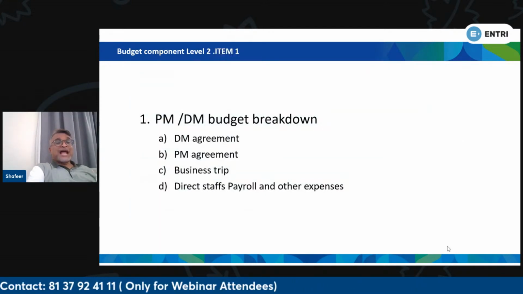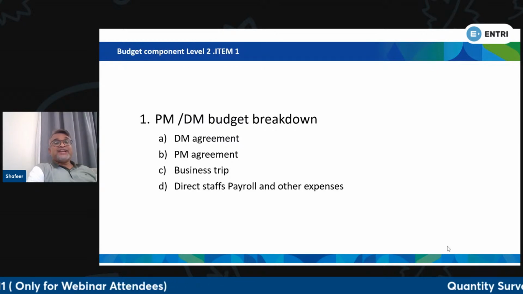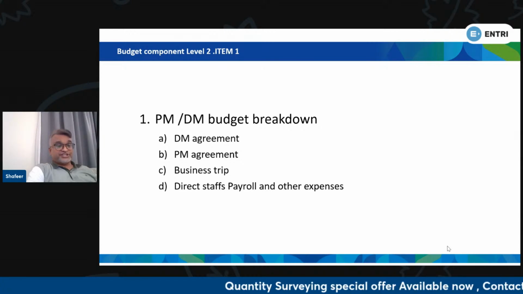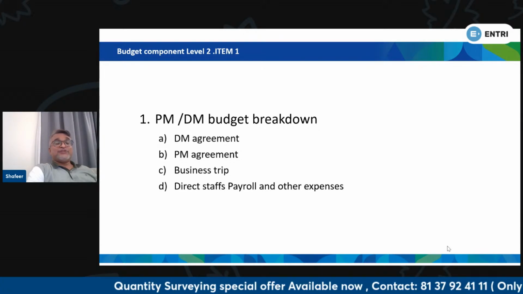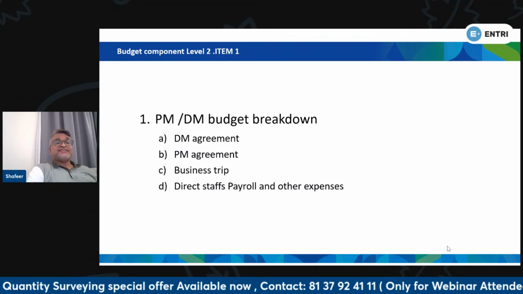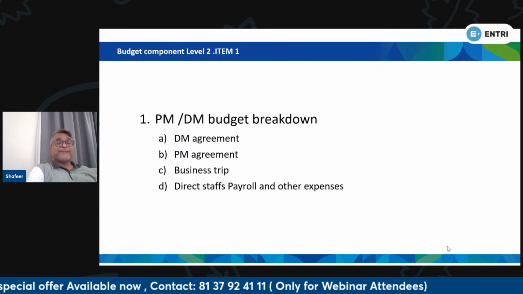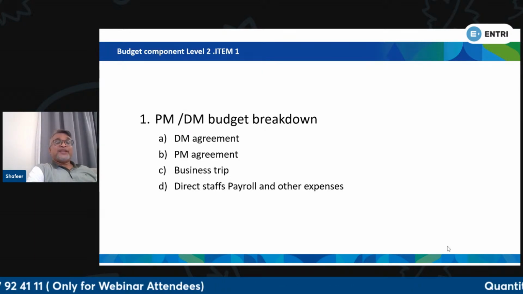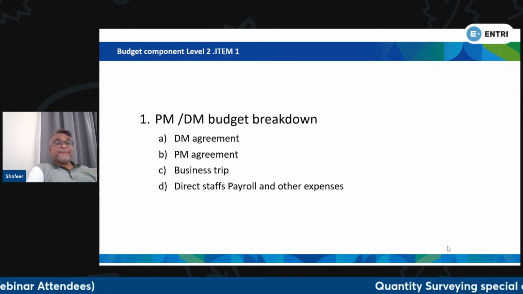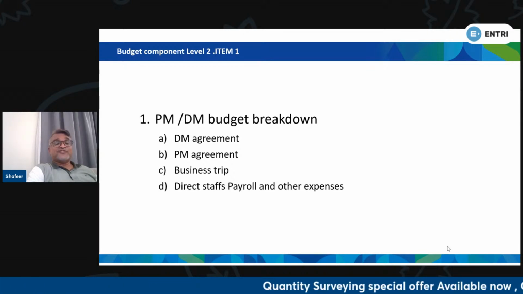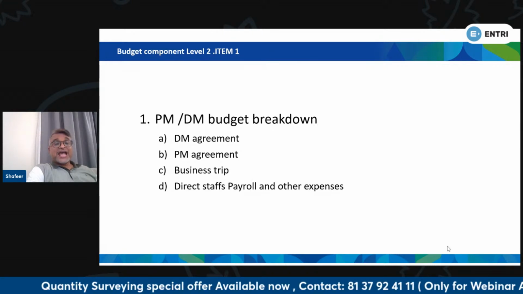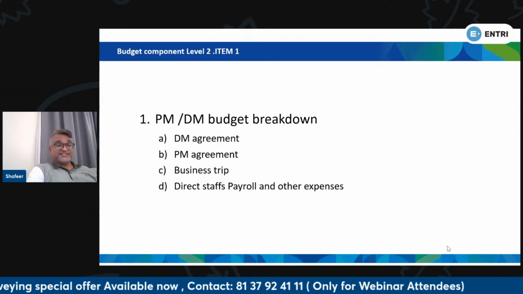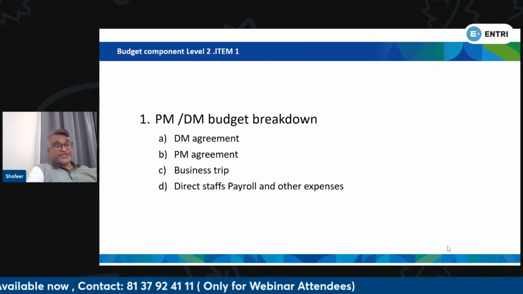Now, what are the items under the PM and DM budget? Suppose you want to invest in a new project, a project manager will be assigned. It may be a manager from in-house, or we will appoint a separate project manager or development manager to execute that project. So there will be a DM agreement and a PM agreement, the business trips associated with those services, and direct staff payroll and other expenses if it is a direct staff allocation.